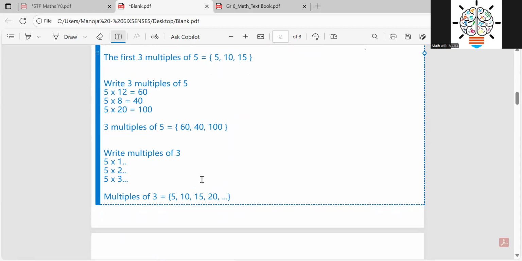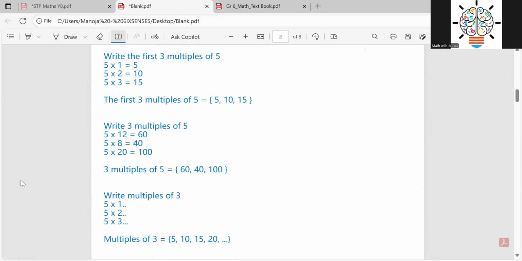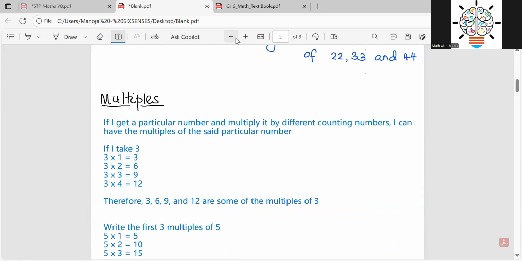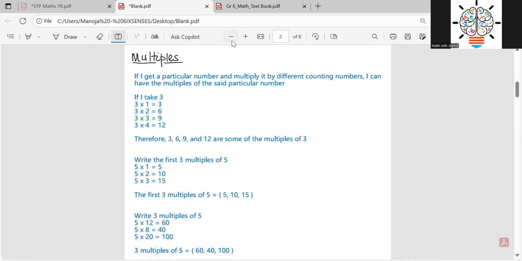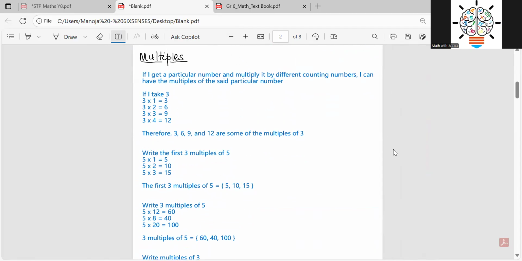So then I will show you the whole note from the beginning. Under the topic multiples, that you want to copy down, first of all you want to understand what is a multiple. If I get a particular number and multiply it by different counting numbers, I can have the multiples of the said particular number, right? 3, 6, 9, 12 are some of the multiples of 3.